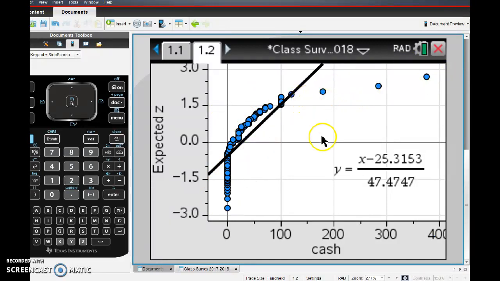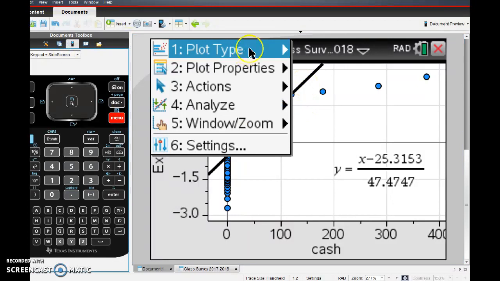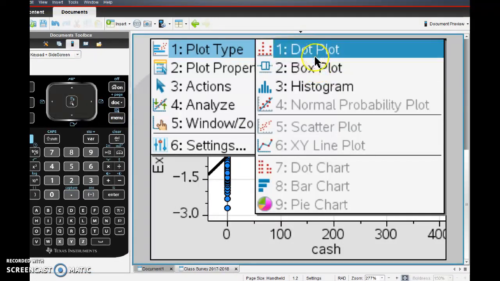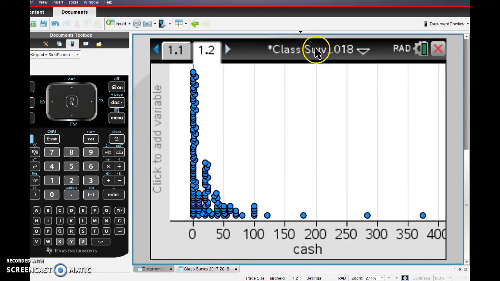Basically, these are more spread out than where you would expect them if it was a normal curve. That means this distribution is skewed to the right, and you guys already know that. I mean, cash on hand, remember how crazy skewed it was?